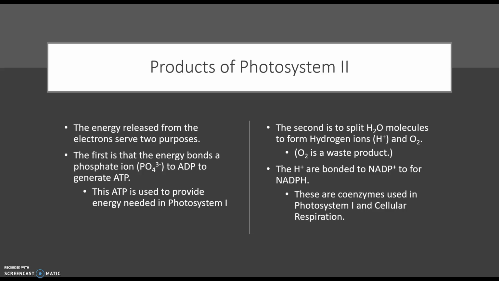So, we just talked about how the phosphate ion, which looks like PO4 3-, is added onto ADP to generate that ATP. We are going to use this ATP to provide energy for photosystem 1 or the Calvin cycle.